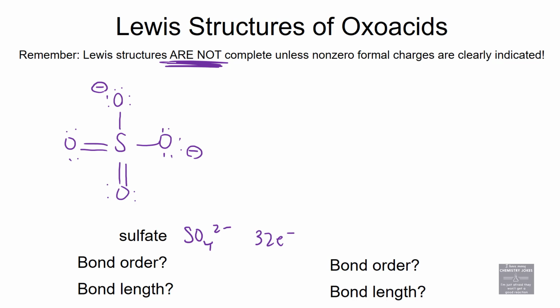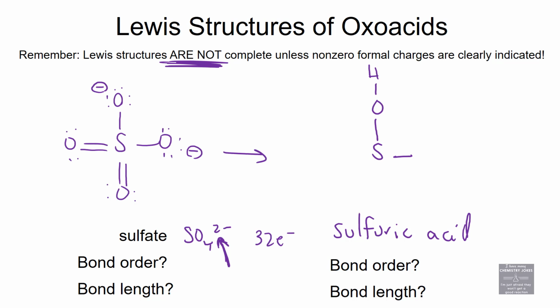You're not going to avoid all formal charges in here because my ion itself is a 2 minus, so you're going to have at least 2 negative charges. If I turn this thing into sulfuric acid, that means my Lewis structure is going to have a hydrogen connected to the 2 oxygens that previously had negative charges. So here's my sulfuric acid.